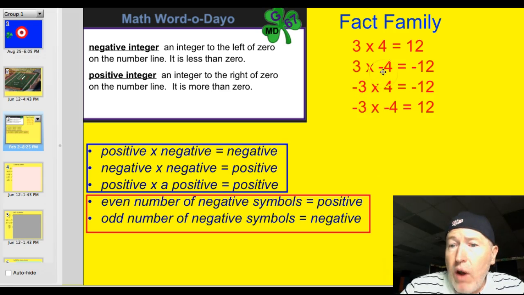These both have odd numbers of negatives. There's only 1 negative there, so that's going to be a negative answer, a negative product. Same with division. It'll be a negative quotient if you only have an odd number of negative symbols. So if there's 3 negative symbols in a problem and you're multiplying them together, you will have a negative answer. So even number, positive, odd number, negative.